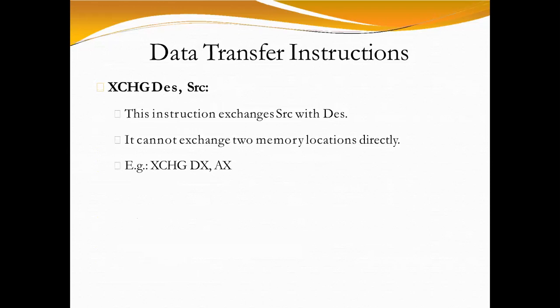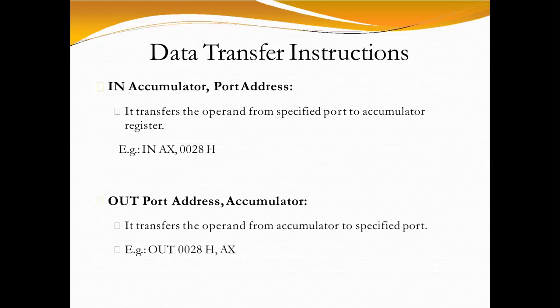Next is the data exchange, XCHG. It is an instruction to exchange the source with the destination. It cannot exchange with a memory location directly. For example, XCHG DX, AX. We can use the exchange as an opcode in the 8085 microprocessor, but in the 8086 microprocessor it is XCHG destination, source. That means it exchanges the source with the destination, but it cannot exchange memory locations directly.